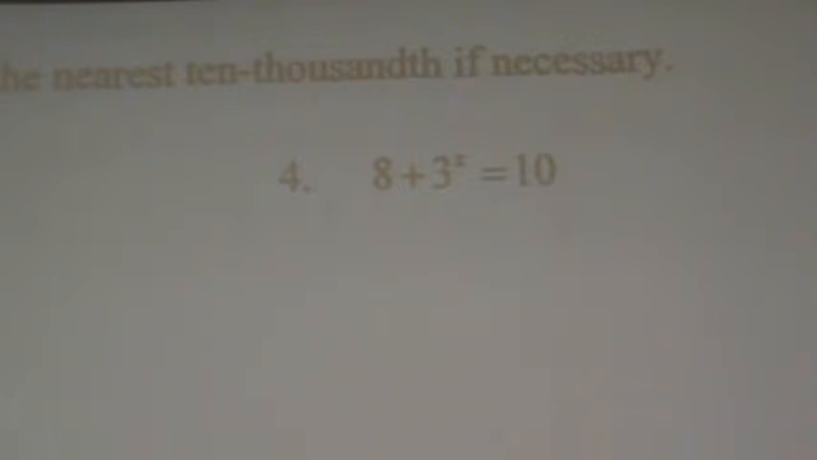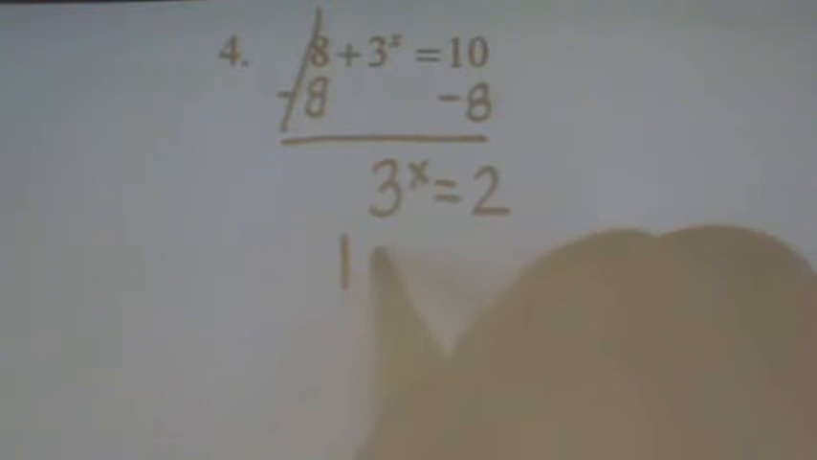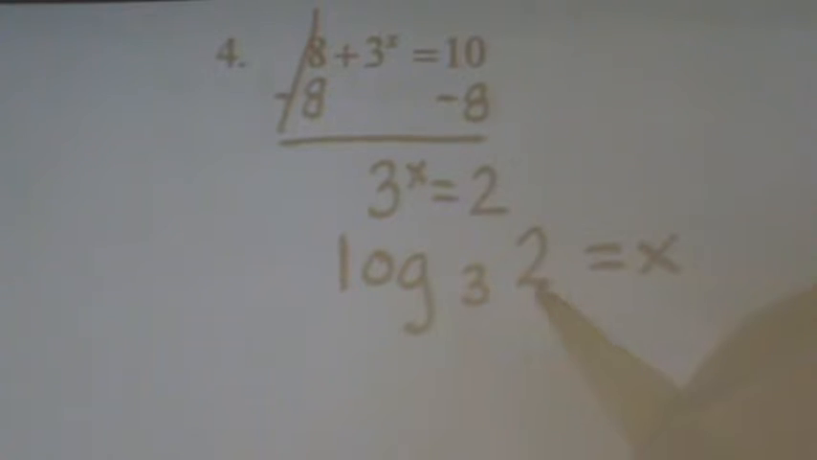What do you think you're going to do? Now, number 4 adds a little twist to the story. What should you do? Subtract by 8. Very good. So your instinct is right. You're going to get rid of that 8 by subtracting 8. So after you subtract 8 from both sides, what do you think you're going to do now? Rewrite it, because I can't get them in the same base. You've got the log of 2 base 3 is equal to x. So type that in your calculator and tell me what answer you get. 0.631.